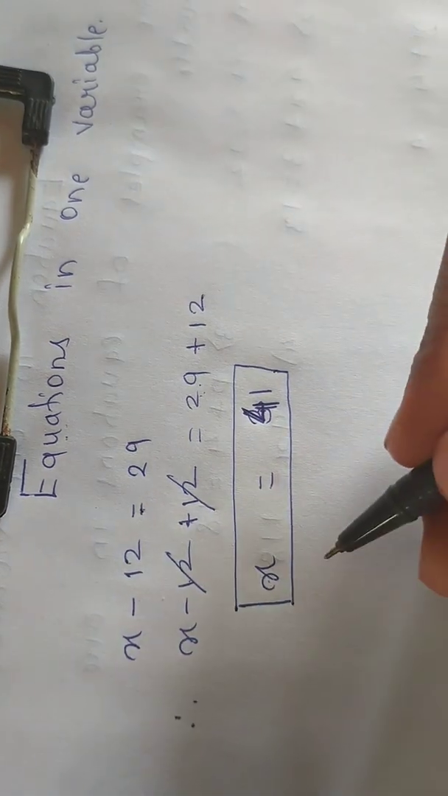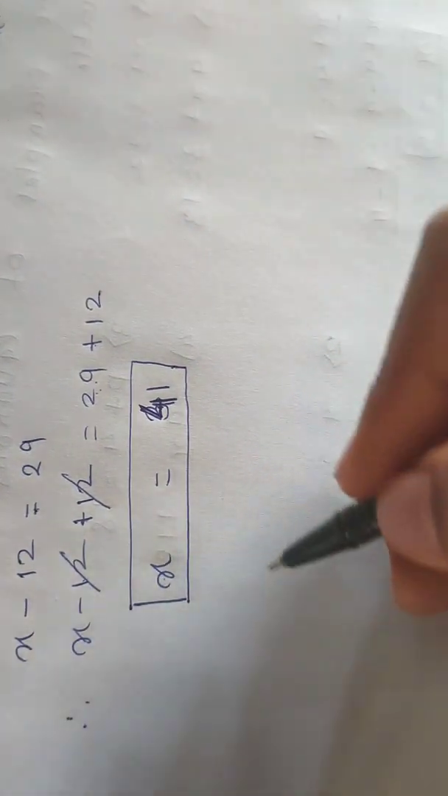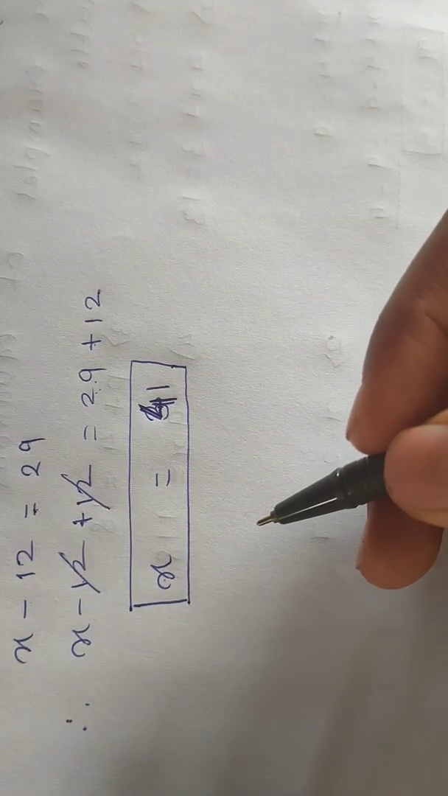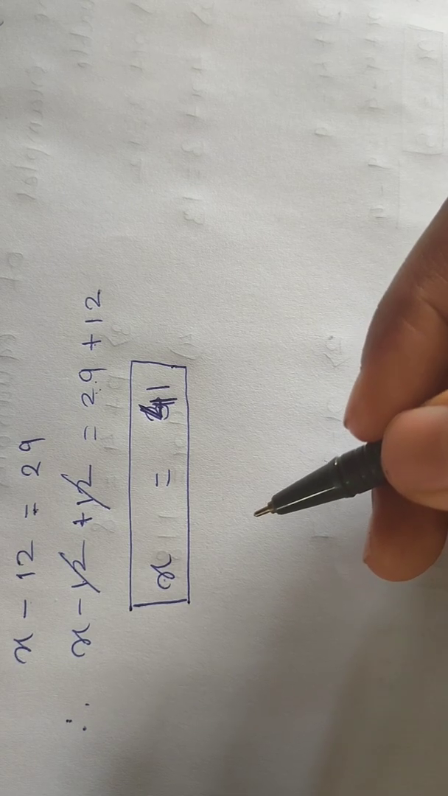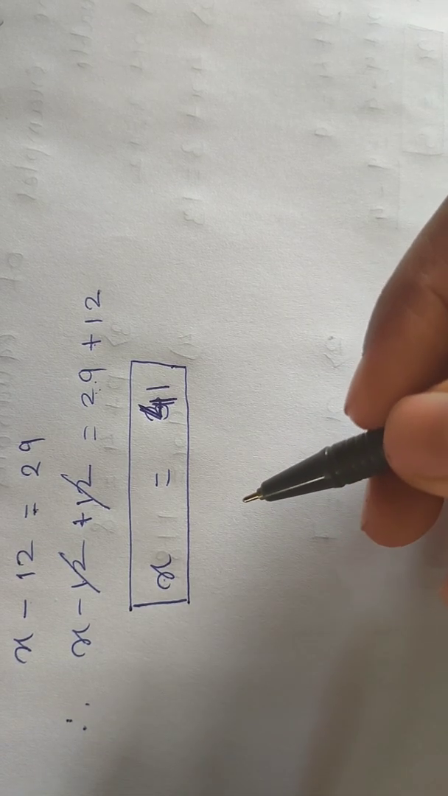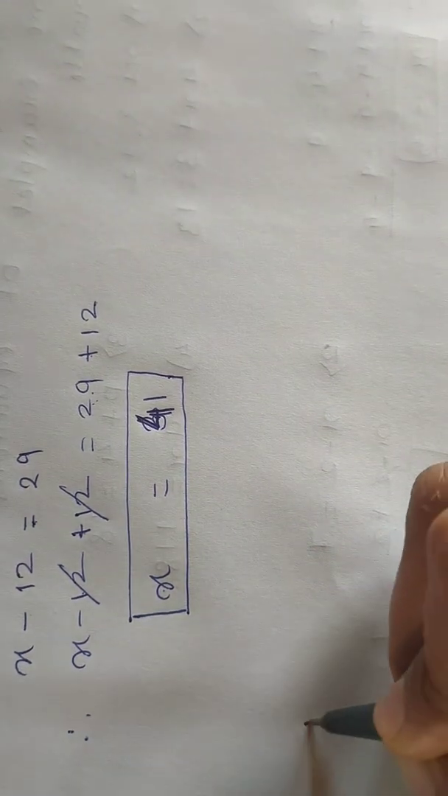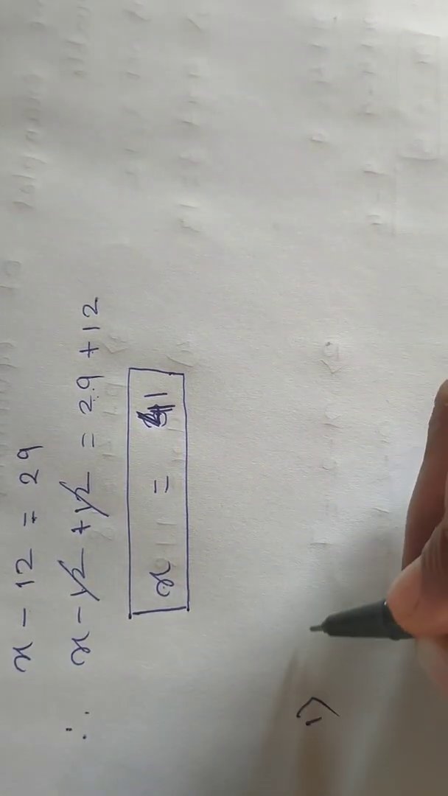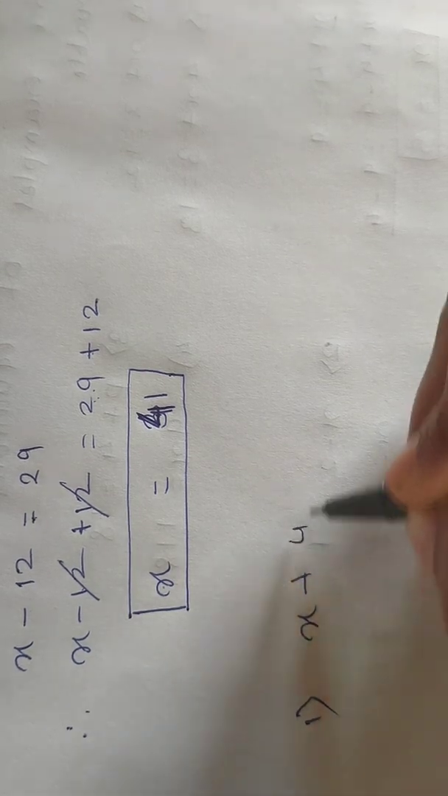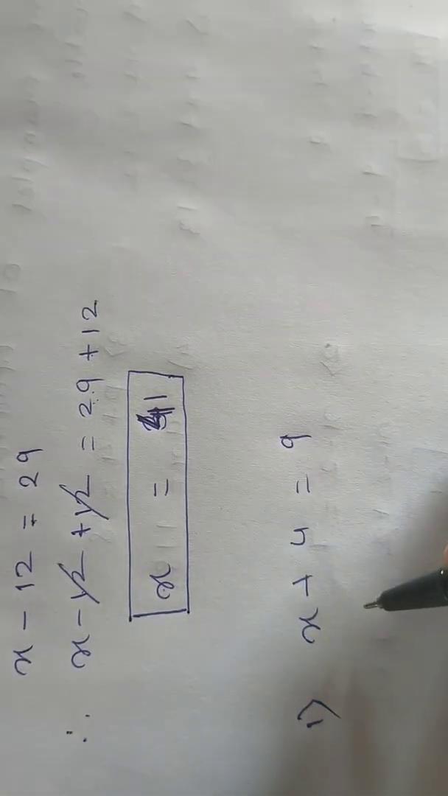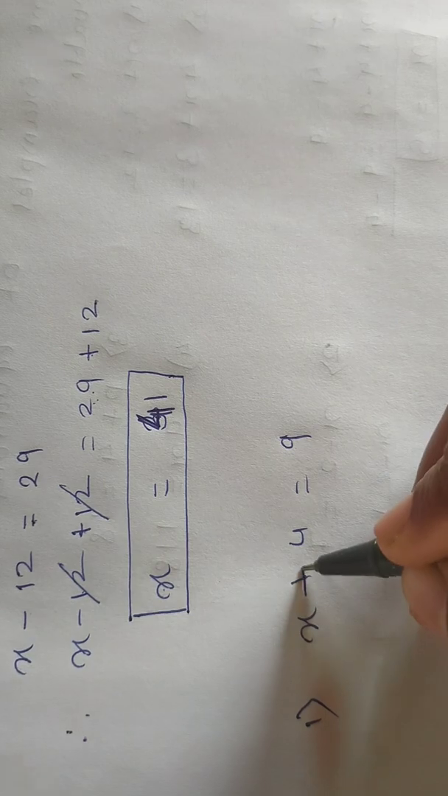Hope it is clear. Let's take a few examples from the textbook now. Fill in the boxes to solve the following equations. Kindly open your textbook, page number 75. First example. X plus 4 is equal to 9.